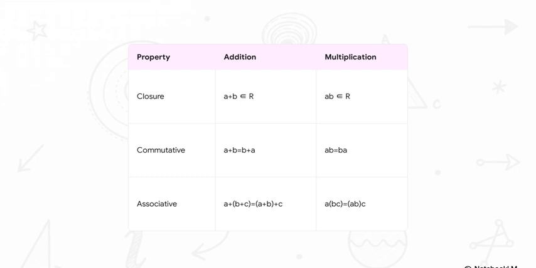You've got the closure property, meaning adding or multiplying real numbers always spits out another real number. The commutative property, which proves the order doesn't matter at all. a plus b is exactly the same as b plus a. And the associative property, showing that how you group the numbers doesn't change your final outcome one bit.